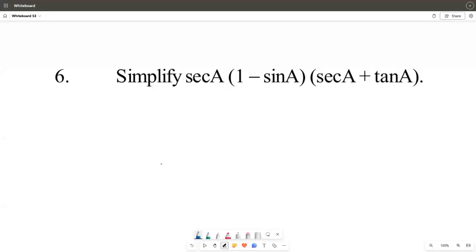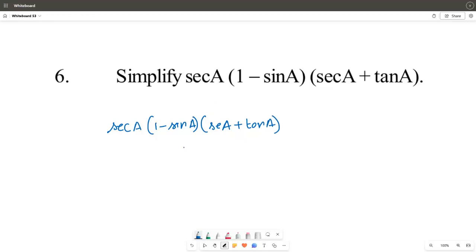This is the sixth question of exercise 11.4. We have to simplify secant A into (1 minus sin A) into (secant A plus tan A). So let's write secant A into (1 minus sin A) into (secant A plus tan A). We have to simplify this thing.